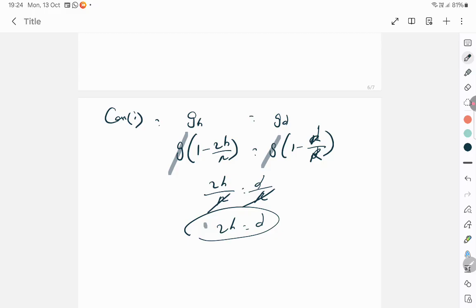What this means is, suppose the earth is here and you are here, you have to climb, say you climb 4 meters. Then you have to go deep 2 meters, so that the gravity at this point and gravity at this point will be the same.